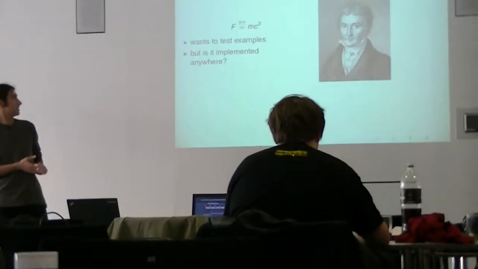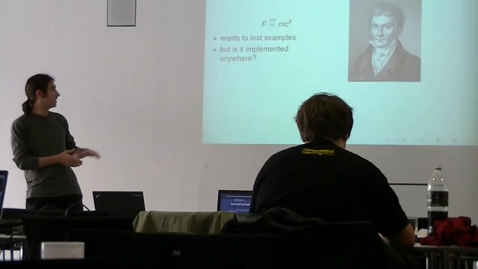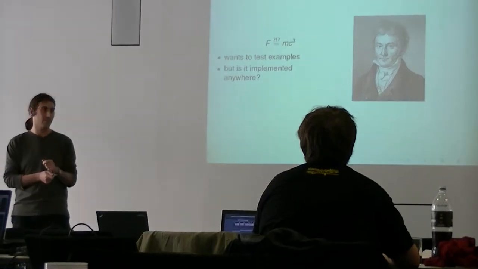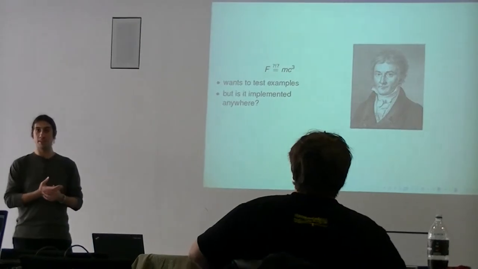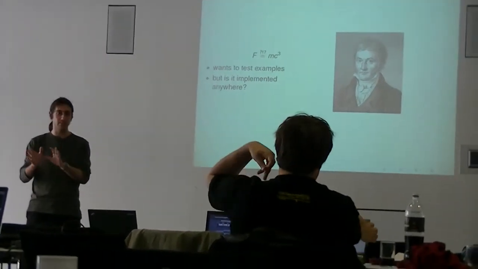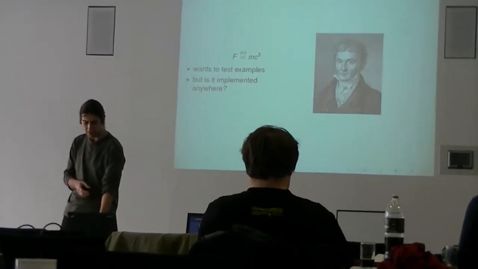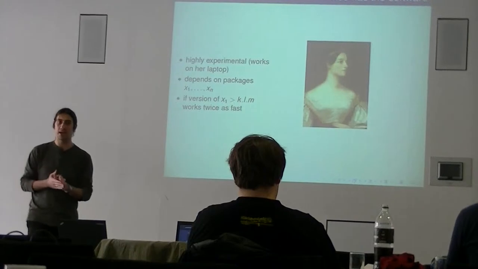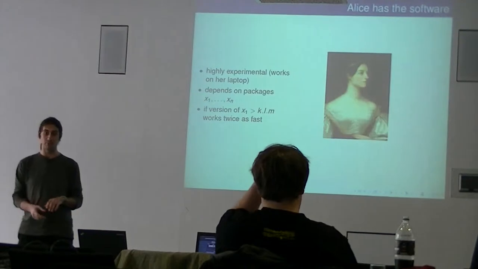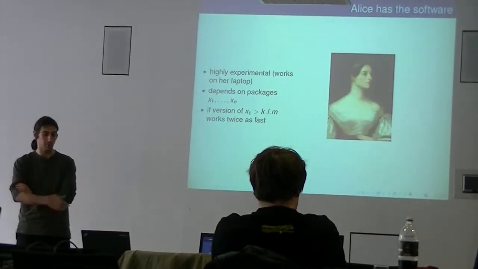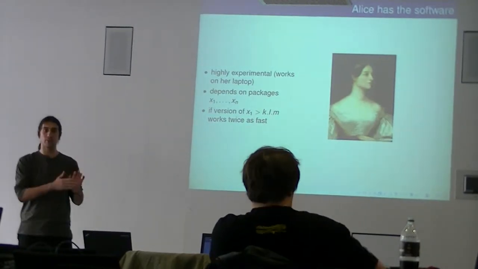The idea is there's this mathematics professor who has an idea and he wants to compute something. There's a conjecture and you want to test examples and make computations that no one has ever done before. This involves software that either doesn't exist or only exists on a very specific platform, on somebody's laptop. So maybe there is a developer, Alice, who has the software that will do this, but it only works on her laptop. You want to let both use the software, but there are specific requirements.